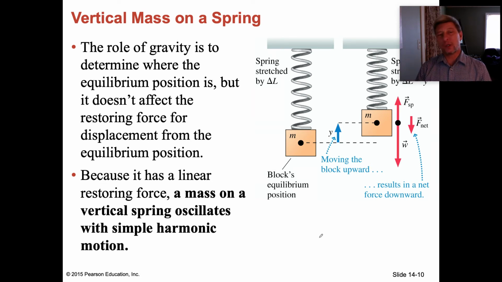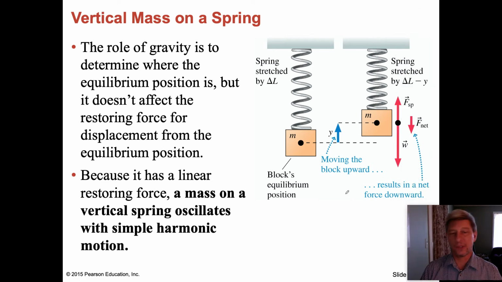Now, gravity plays a role in this as well. The role of gravity is to determine where the equilibrium position is, but it doesn't affect the restoring force for the displacement from the equilibrium. And because it's a linear force, a mass on a vertical spring will still oscillate with simple harmonic motion, up and down and up. All right. In this case, the weight pulls down, the force of the spring is less because it's not stretched as much, and so there is a net force pulling the object downward, and so it'll restore and bounce back and forth each time crossing that equilibrium point.